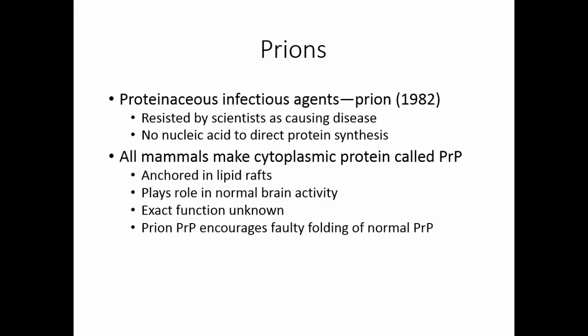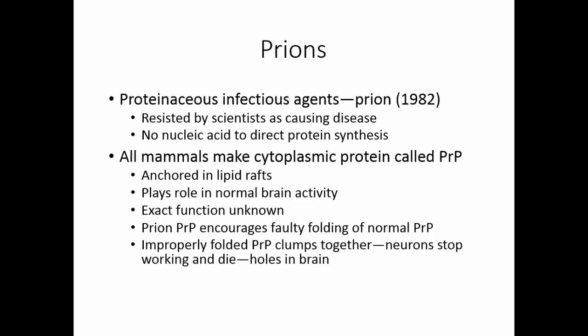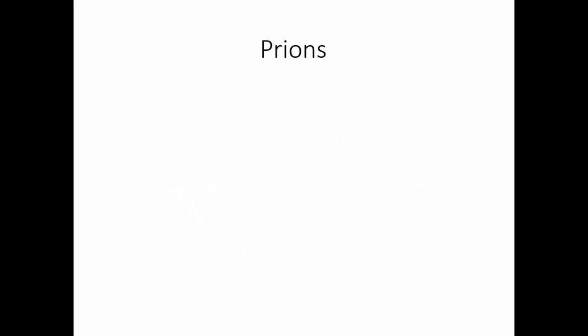Now, what a prion does is it encourages PRP to fold differently than normal. Normally folded PRP will be just fine and work just fine in the brain, but if a prion comes in, it's sort of like a bad seed. It tells the normal PRP to fold differently and become this abnormal PRP. This improperly folded PRP clumps together, causing neurons to stop working, and when neurons stop working, they die, so this leaves holes in the brain. This causes a condition called a spongiform encephalopathy.